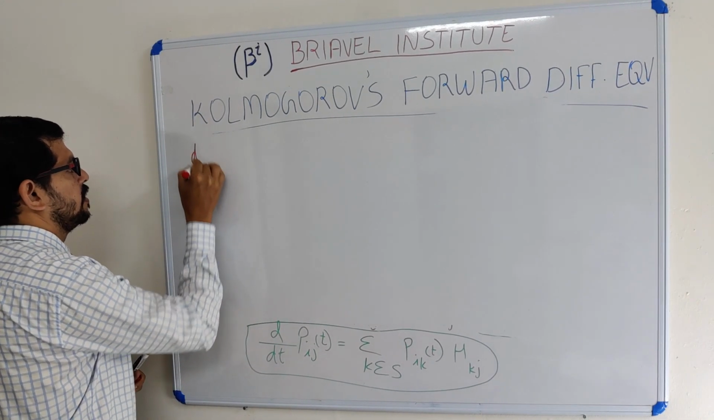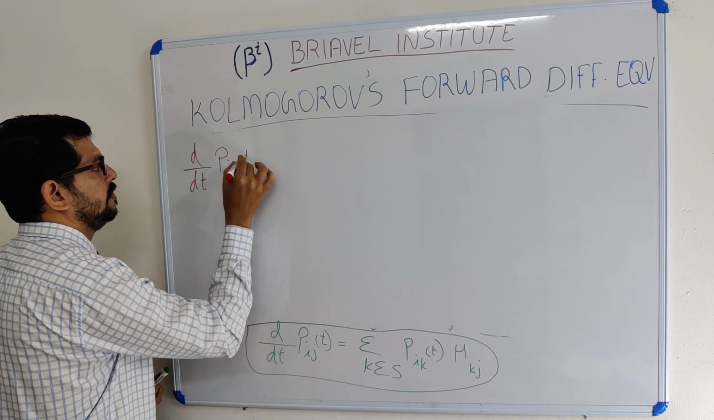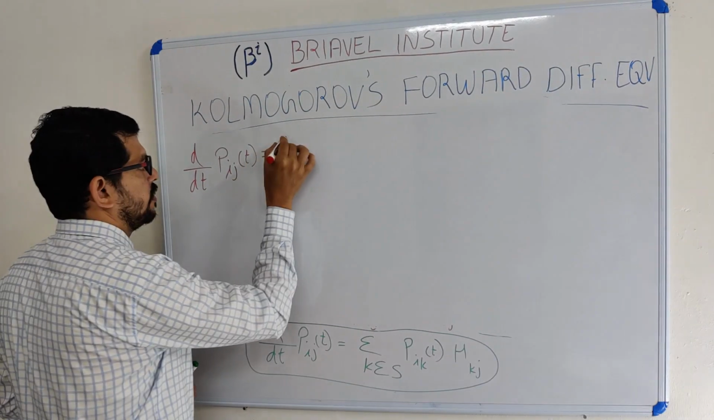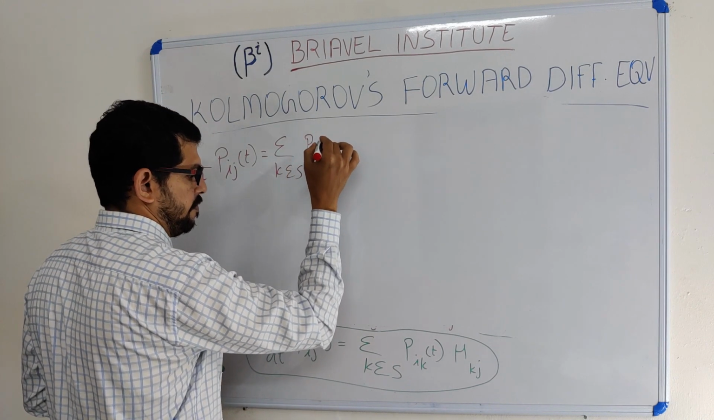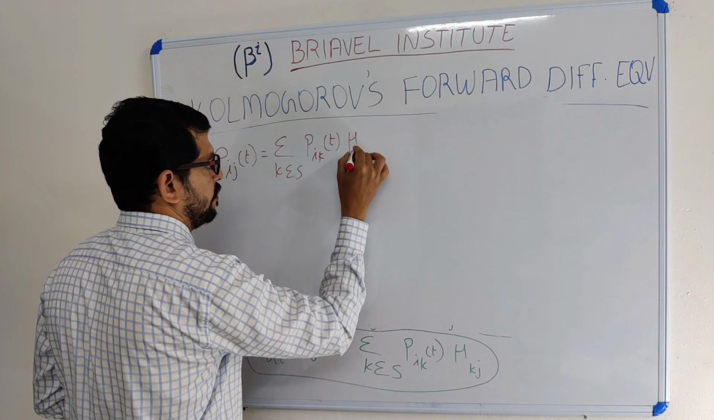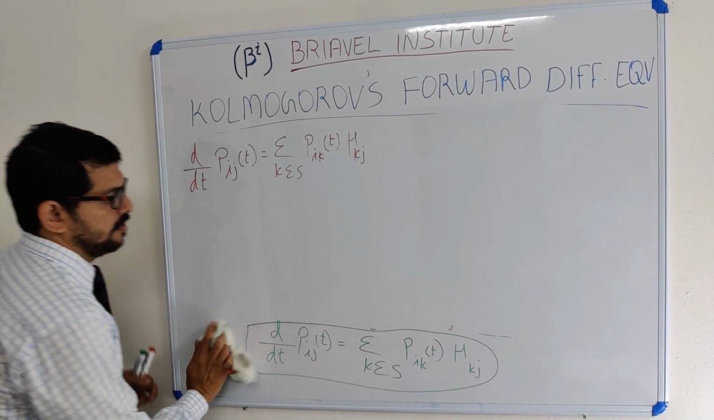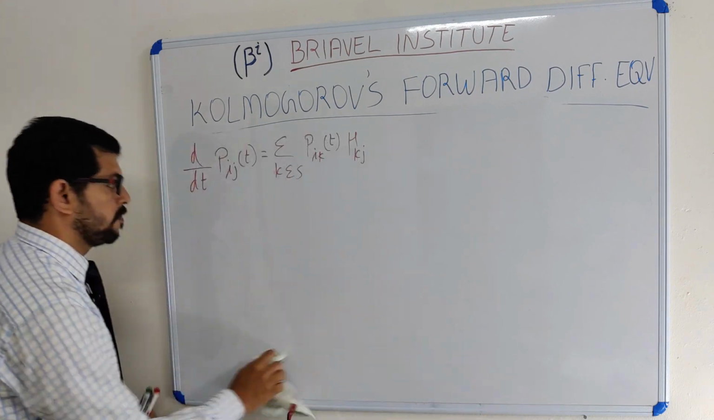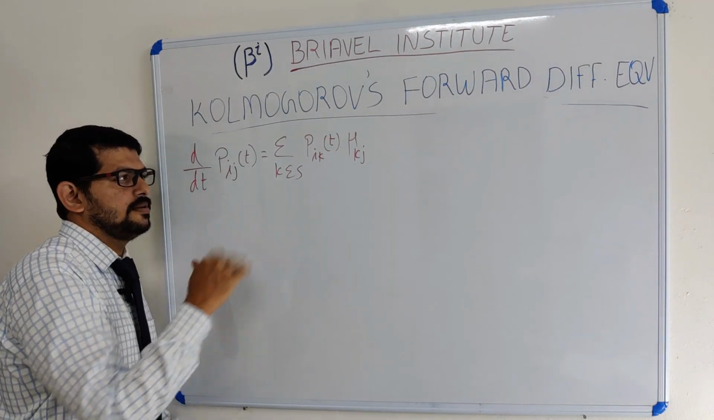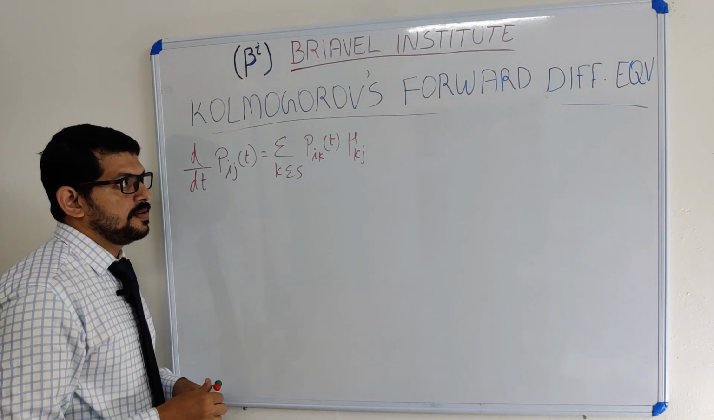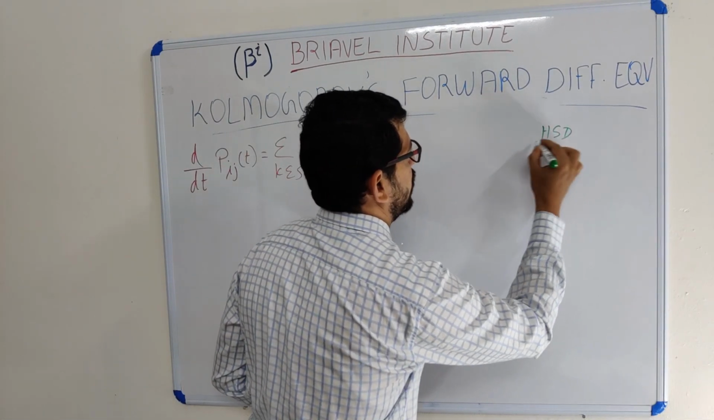So our d by dt of P i j of t, this is our forward differential equation. To understand more about this equation, I am taking 2-3 problems. First one is the HSD model.